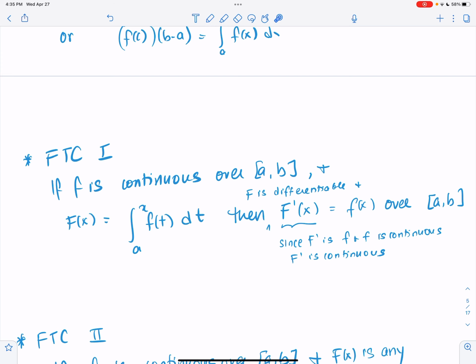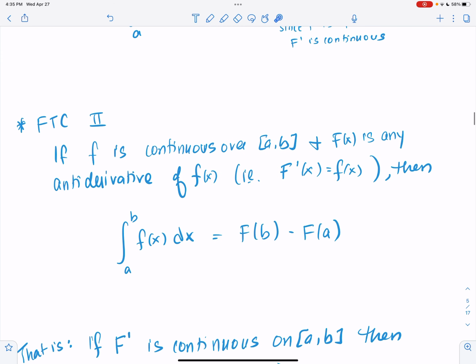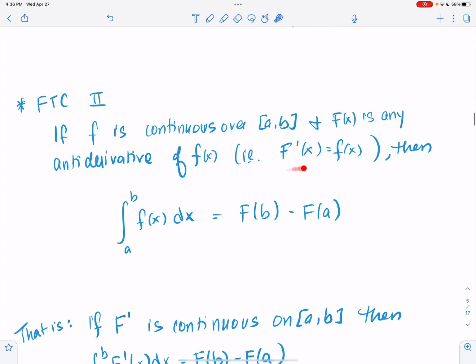All right. The second fundamental theorem of calculus says if you have a continuous function, little f, and capital F is any antiderivative. So what does that mean? Capital F prime is little f. Okay, so that means capital F is differentiable and its derivative is continuous, of course. Okay, but obviously if it's an antiderivative, you must have that it's differentiable. So you have capital F prime is little f. Then the integral of little f, also known as the net change theorem, will be capital F of b minus capital F of a.